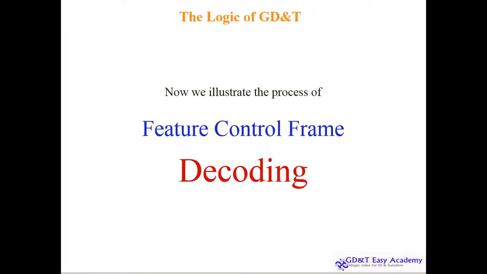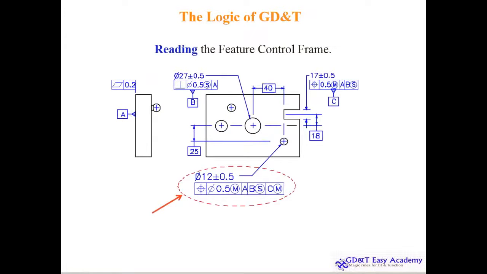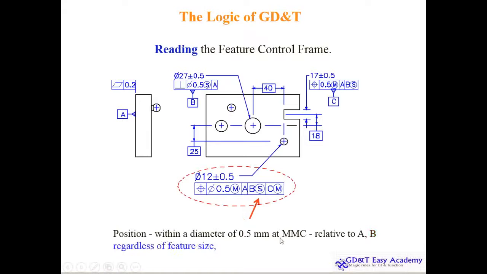And feature control frame decoding, now we'll try to understand. So quickly we'll go through this, and again our focus is this point. So this particular symbol here means the position. Next is within a diameter of 0.5 mm, because this is phi. This is the MMC, maximum material condition, allowed for this position, and relative to A, primary, where 3 degrees of freedom are restricted, related to B, where regardless of feature size, this is the RFS.